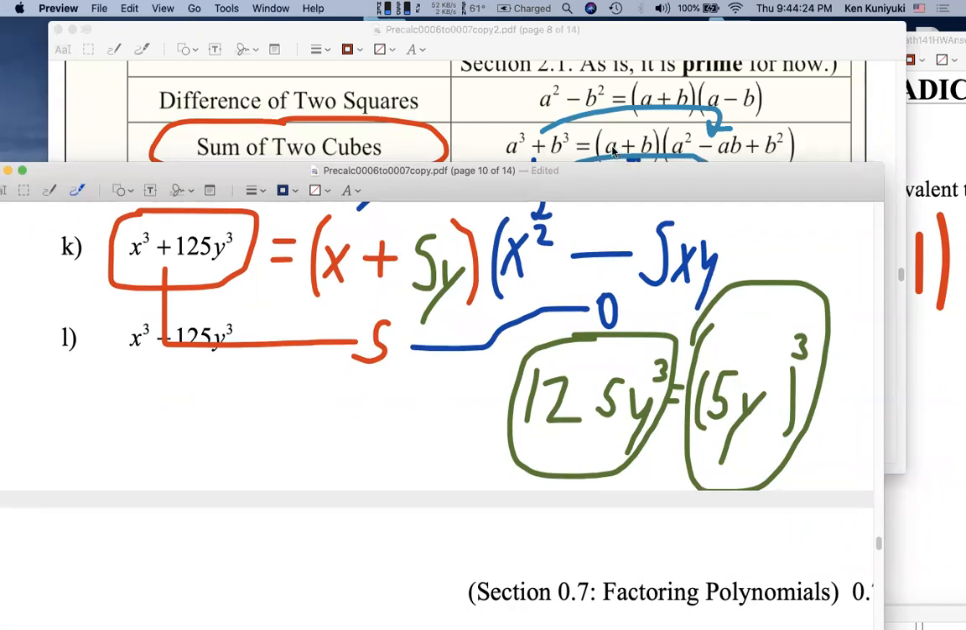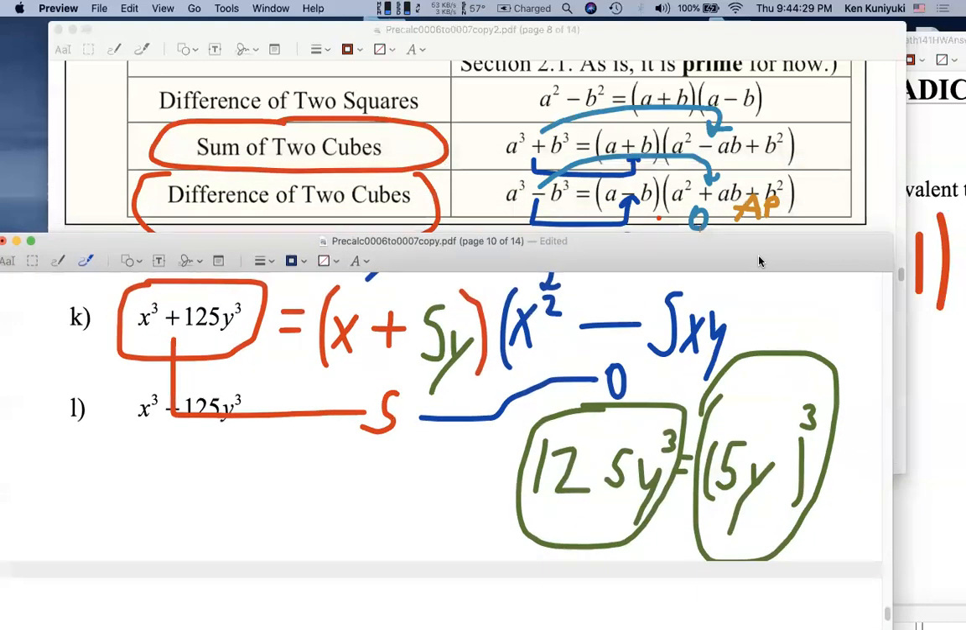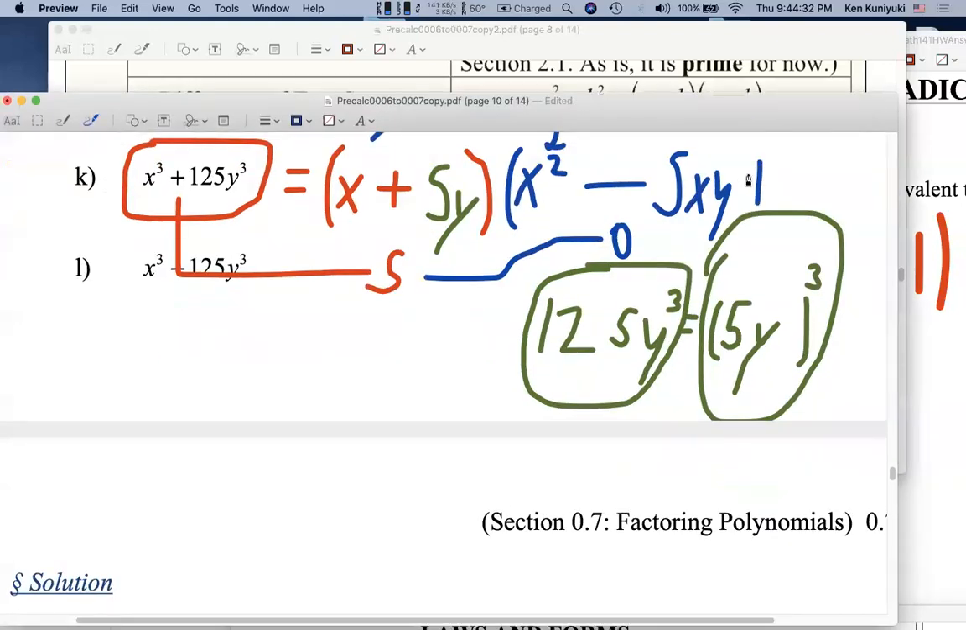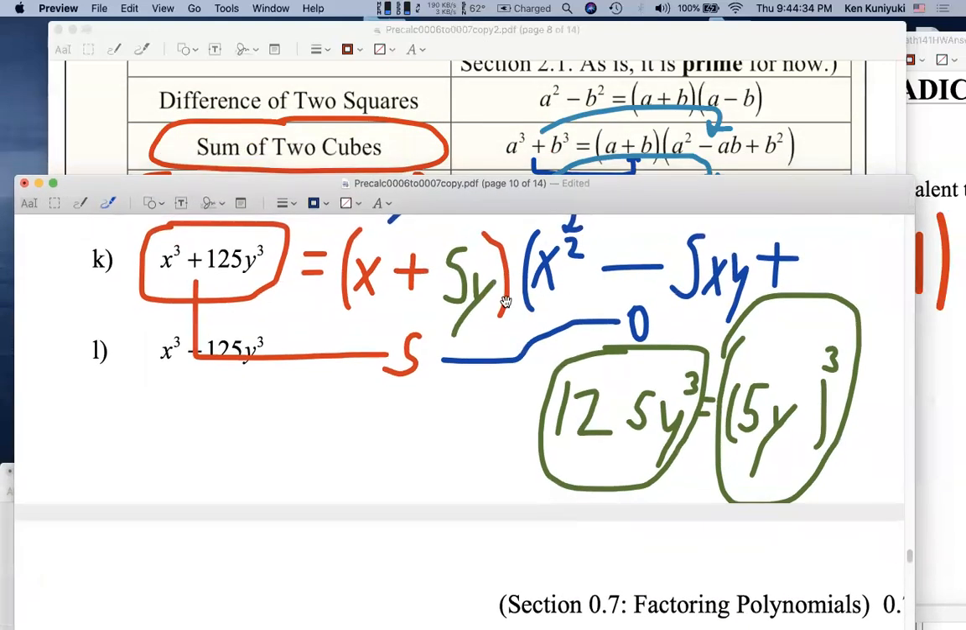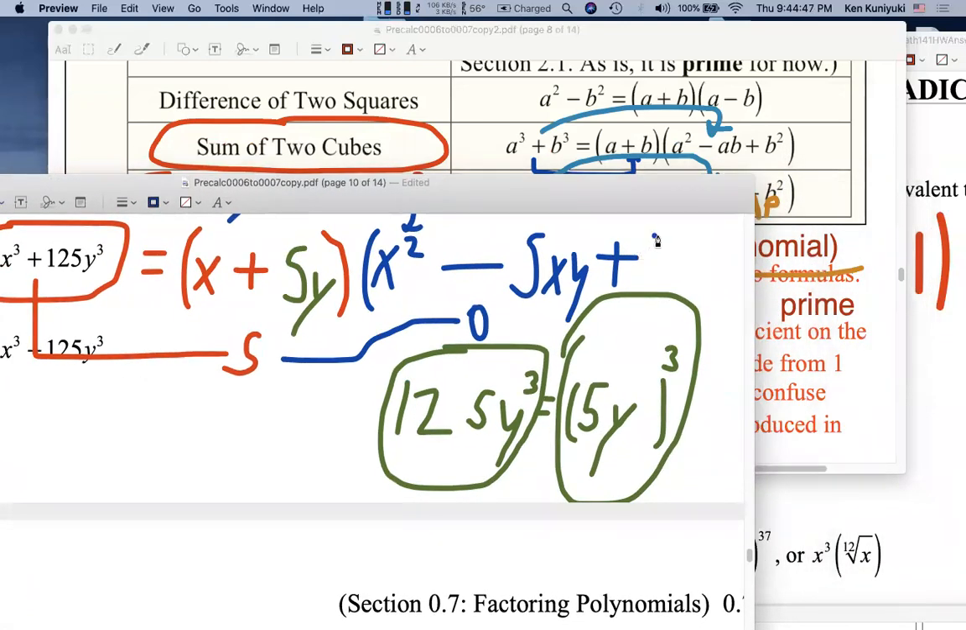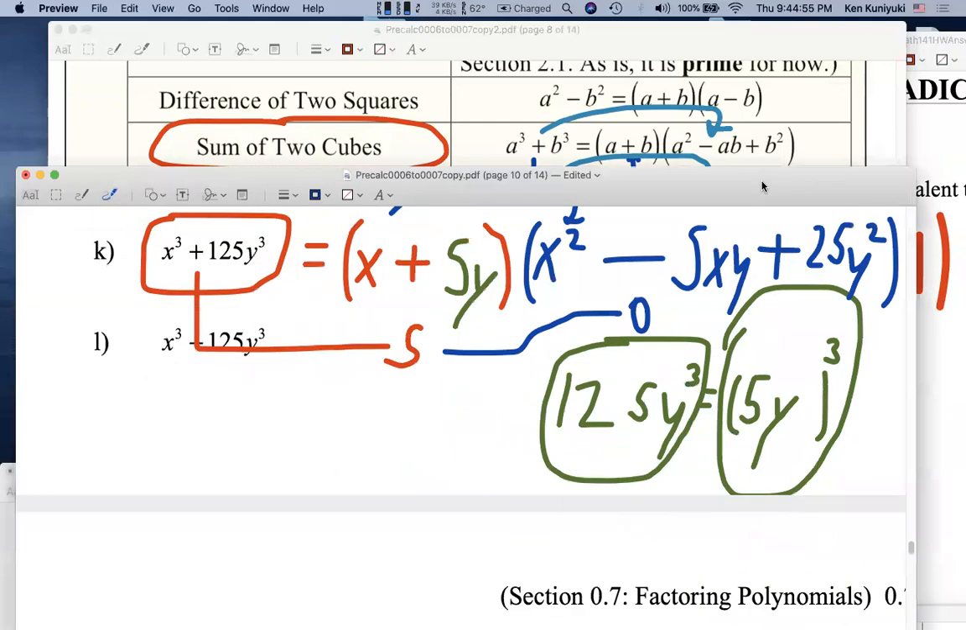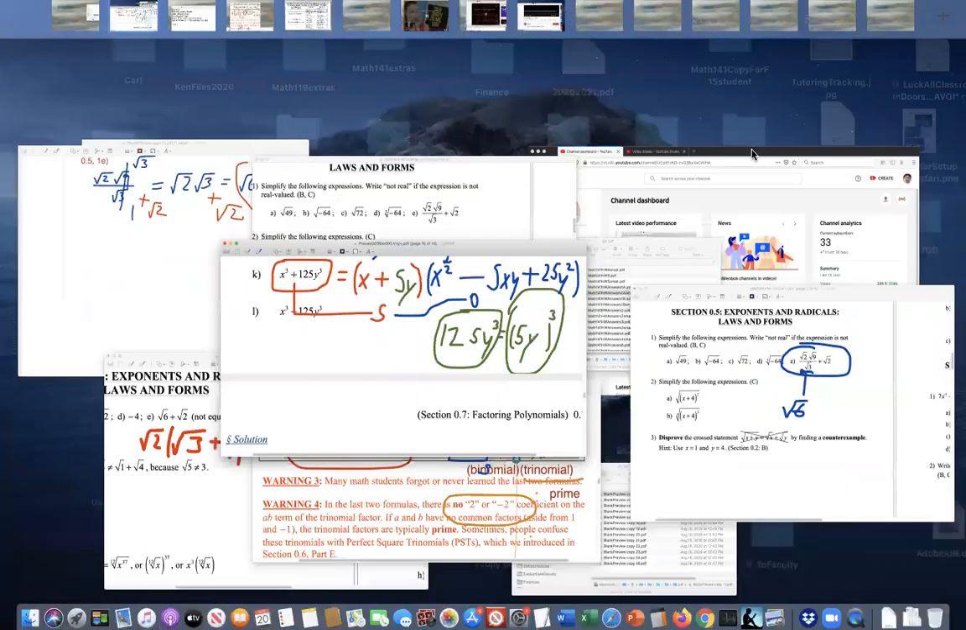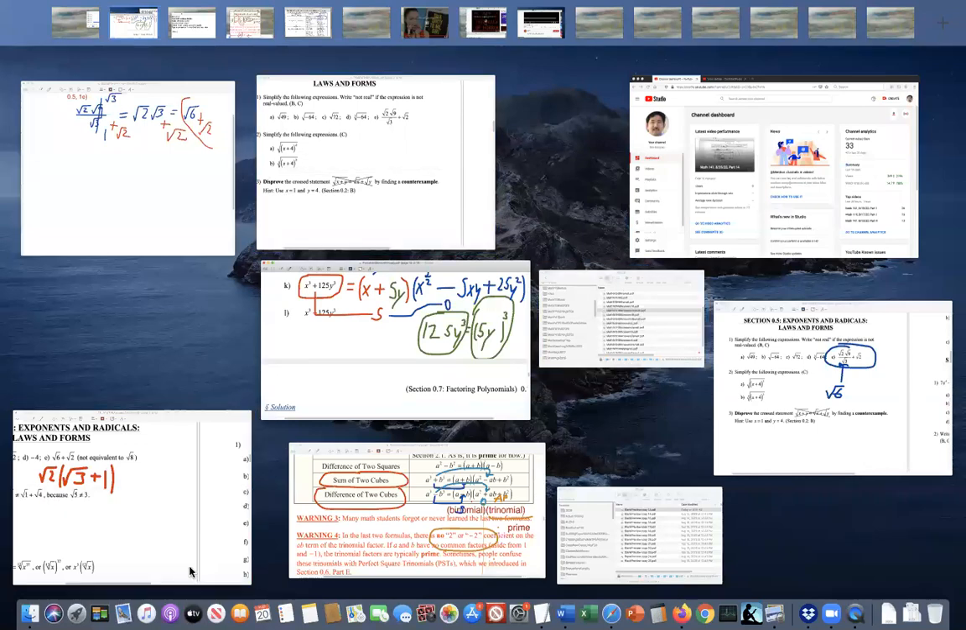Okay, so minus the product of the two terms, x times 5y is 5xy. AP, always plus. B squared, B is the 5y over here. It's that second term here, right? You can ignore the sign. Second term here, 5y. What's the square of 5y? The square of 5y is 25y squared. Remember, you got to square each factor. All right. So that's my messy screenwriting, but I believe the answer conforms with that.